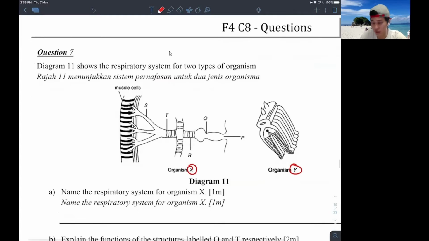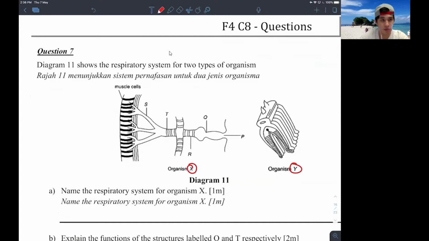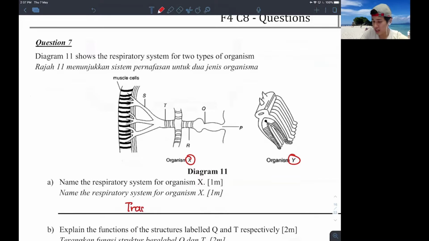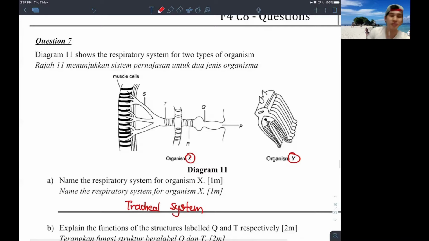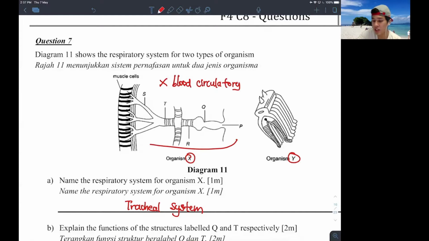So the insect's respiratory system, remember what is it called now? Elizabeth. Yes, it's the tracheal system. Answer me, I don't talk to the wall. Remember the insect's respiratory system doesn't involve the blood circulatory system. You can see air directly comes from outside and into the muscle cells. There's a name for it. We call it the tracheal system.